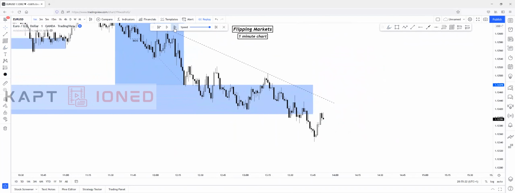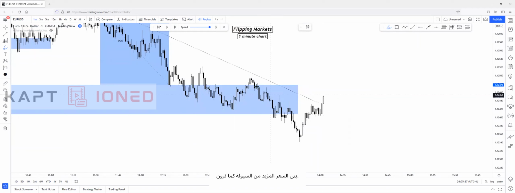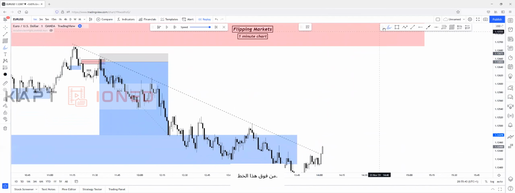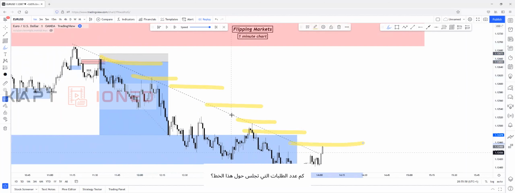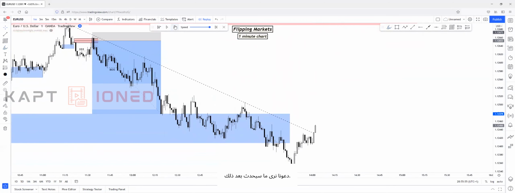Let's see what happens next. Price built up more liquidity, as you can see. So here's, I don't know which tap was this, maybe the 5th tap. So price tapped the trend line for the 5th time. More sellers entered here. More orders have been opened here. So price has to collect all of this liquidity from above this line. Just look at this. How many touches, how many orders are sitting just above this line? And how many orders are still sitting on this block? Okay, let's see what happens next.